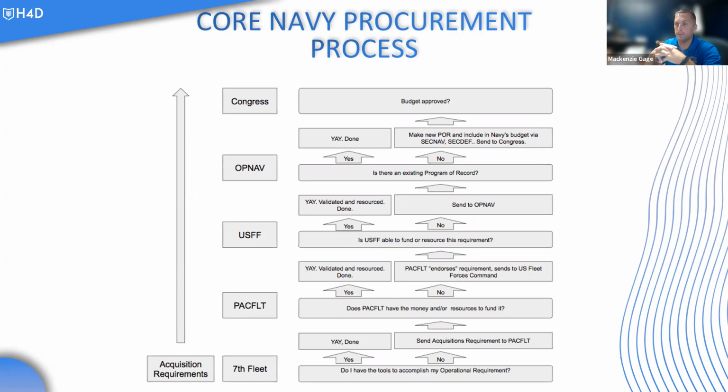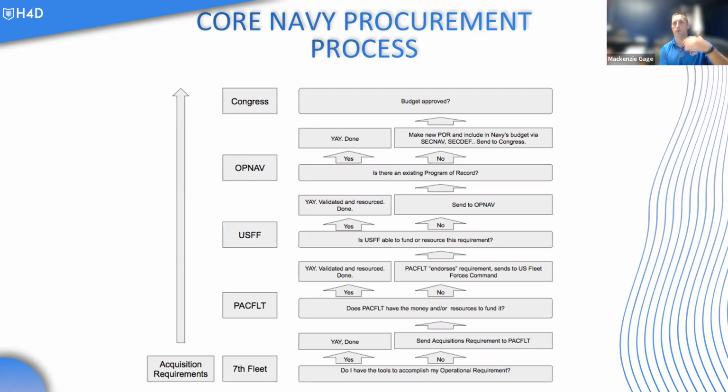So from Seventh Fleet, do I have all the tools needed to accomplish my operational requirement, joint intelligence preparation of the environment? If the answer is yes, great, we're done. And you'll see as this flows up, if the answer is yes, we're done. If an organization as it moves up has the ability to do this, they can push that capability down, and we no longer have to continue through with the acquisition process. However, if the answer is no, the acquisition requirement gets sent to PAC Fleet.